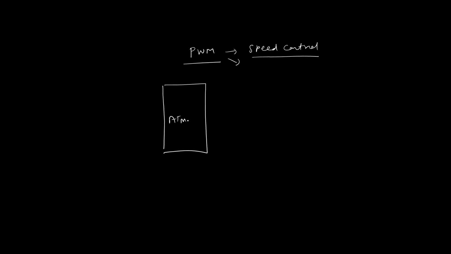We have this ATmega16 microcontroller, and we are getting PWM on the OC0 pin of the microcontroller. The speed of a DC motor depends on the duty cycle. So if you want to increase speed, we have to increase the duty cycle, and if you want to decrease the speed, you have to decrease the duty cycle.